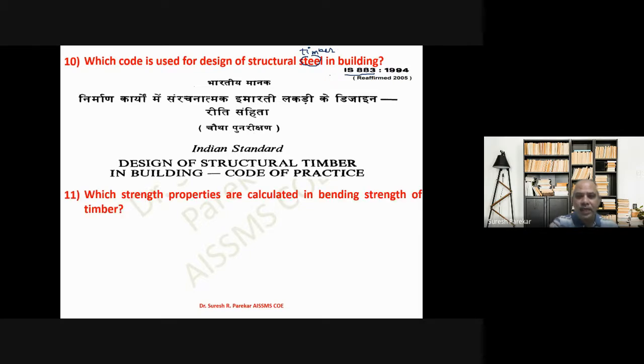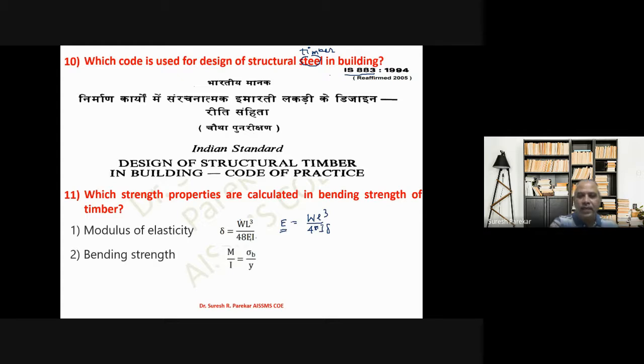Which strength properties are calculated in the bending strength of timber? One is modulus of elasticity. From this we know the value of W, and we know I, so we can find E from here: E equals WL cube divided by 48 I into delta. From this we will get the value of E. Second, we have bending strength. We have M by I equals sigma B by Y, and sigma B is 3PL, or better I will say 3WL upon 2BD square.